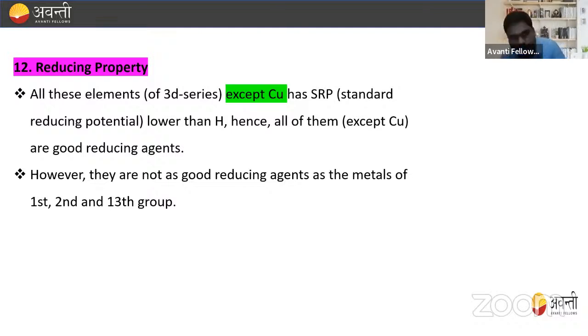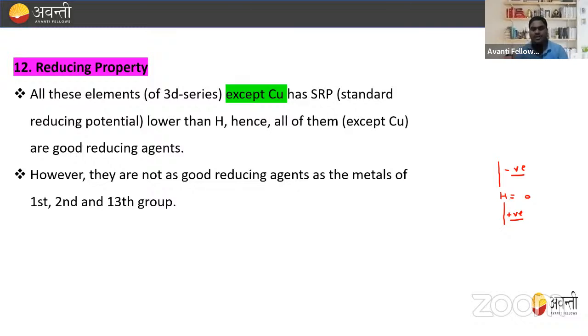Okay, so what is the reducing property basically? All these elements of the 3d series except copper have a standard reduction potential lower than that of hydrogen, and hence all of them except copper are good reducing agents, right? In the electrochemical series, hydrogen has an electrode potential value of 0. Anything lying above it has a negative standard reduction potential, and anything lying below it has a positive value. Hence, all of them except copper are good reducing agents.